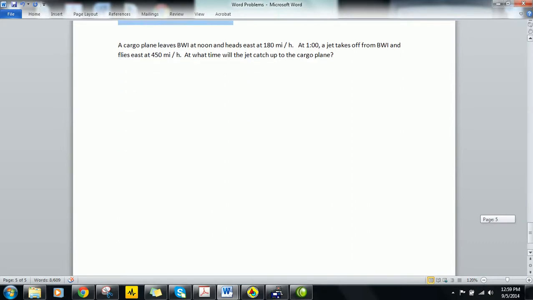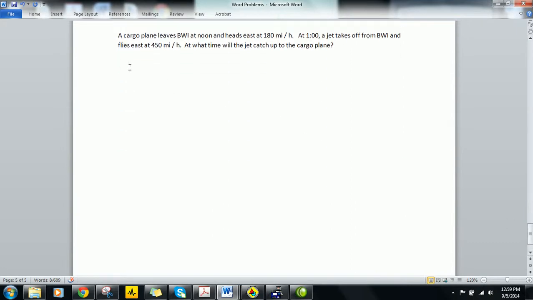Now the second one's a little trickier because these two planes are flying in the same direction, right? And they're both leaving at different times too. So here's my slow plane, and that plane's rate is 180 miles per hour. An hour later, that's important, that means this faster plane is traveling for 1 less hour at 450 miles per hour.